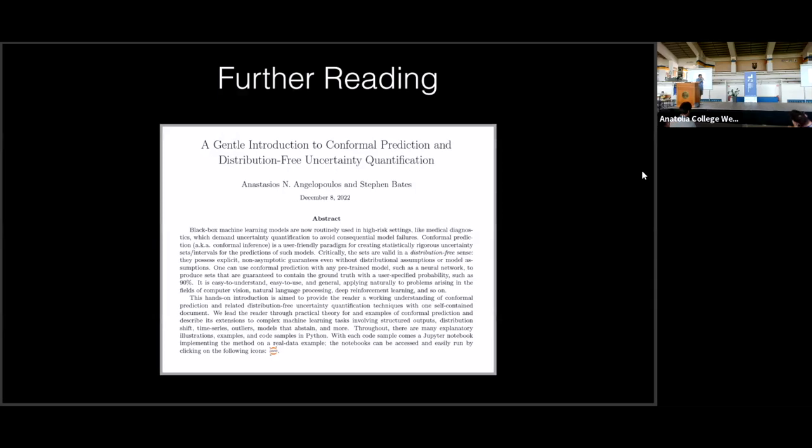Yeah, and so there's a great resource written by two people, Angelopoulos and Stephen Bates. It's called A Gentle Introduction to Conformal Prediction and Distribution-Free Uncertainty Quantification. Definitely check that out if you're interested in reading more.